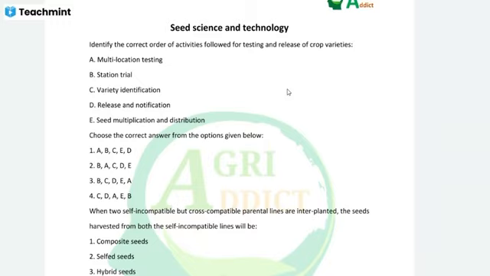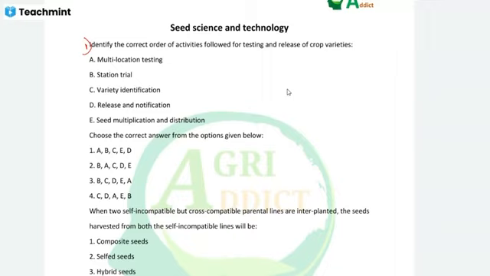Starting with the first question, I think we discussed this question in the genetics and plant breeding session also on the previous Sunday. I have a little more information regarding it, so I will discuss this question once again. The question says, identify the correct order of activities followed for testing and release of crop varieties. The options are multi-location testing, station trials, variety identification, release and notification, and seed multiplication and distribution.